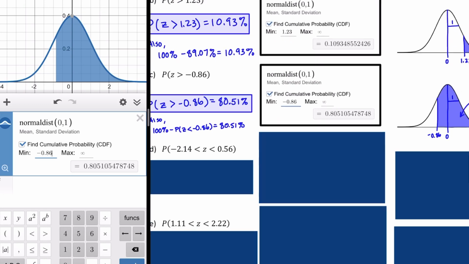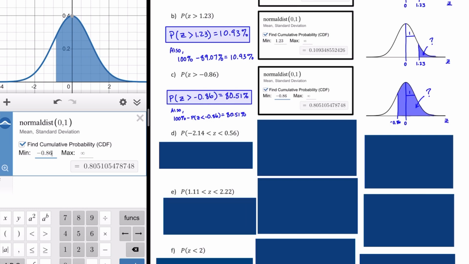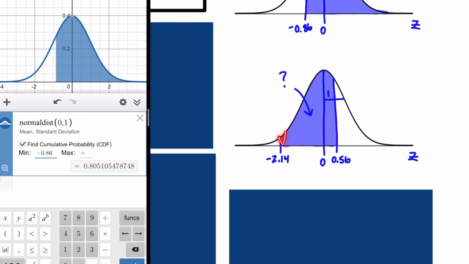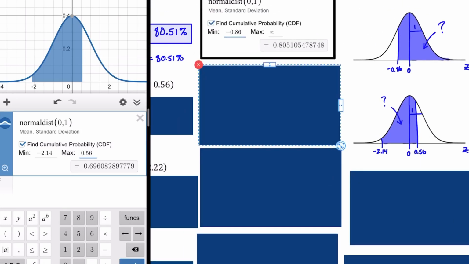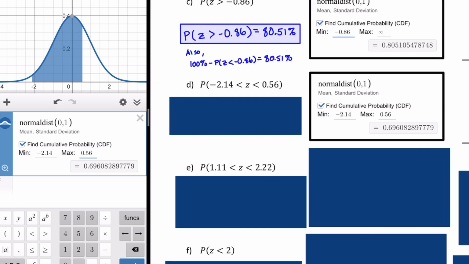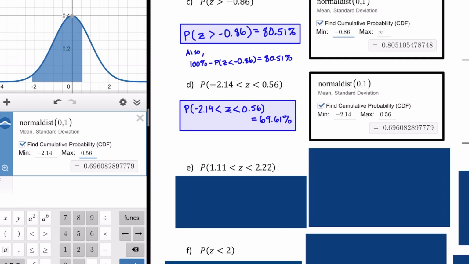All right, next, let's move on to a between question. So this is that z is between negative 2.14 and positive 0.56. So here's what the picture would look like. I want to find the area that z is between negative 2.14 and positive 0.56. So in my calculator, I'm going to go from negative 2.14 to positive 0.56, and I get 69.61. So here's that same input that I had over there. And so the area that is between is 69.61%. Right? So that's how you do a between question.